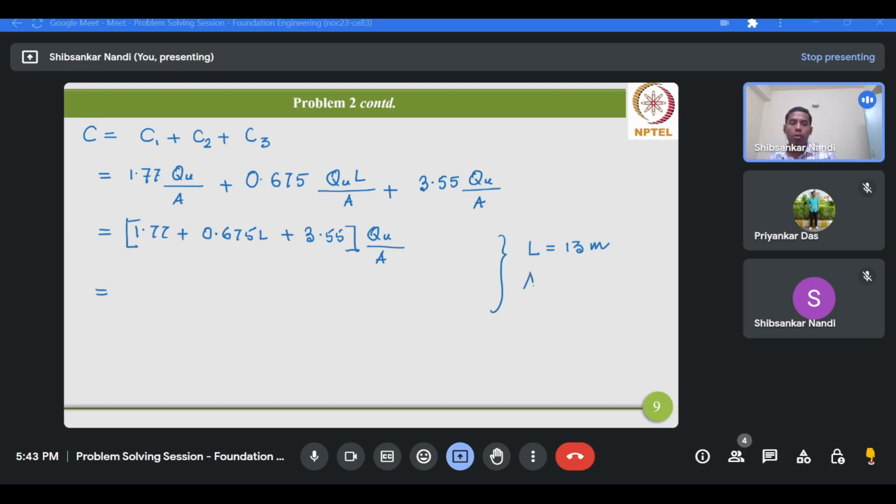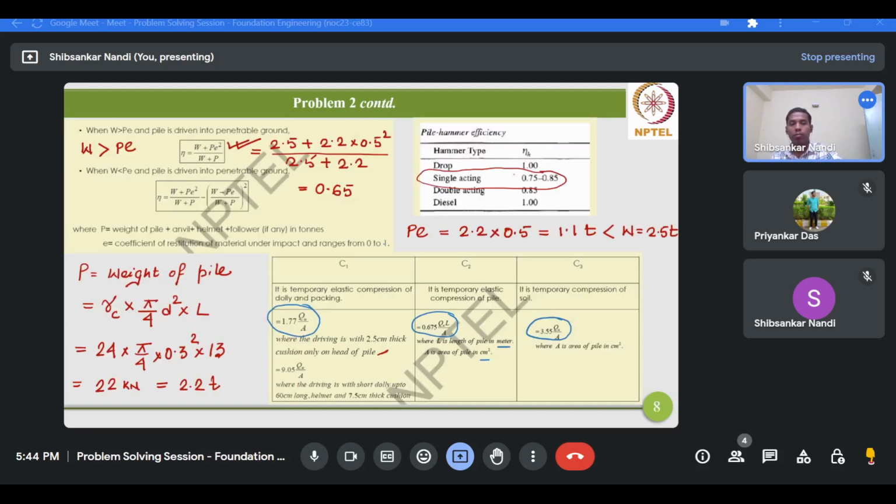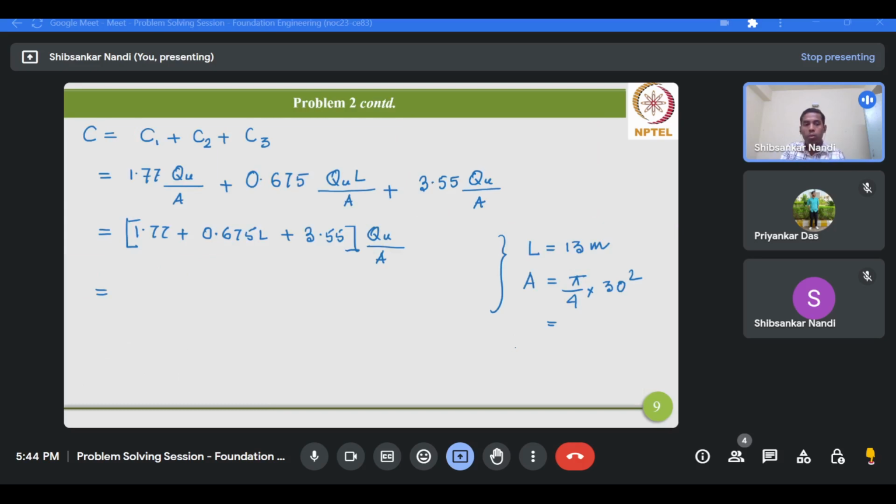And what is the value of A? This is pi by 4 into 30 square, since you have to incorporate the value of A in centimeter square. Okay. So pi by 4 into 30 square, this will give you the area as 706.86 centimeters.